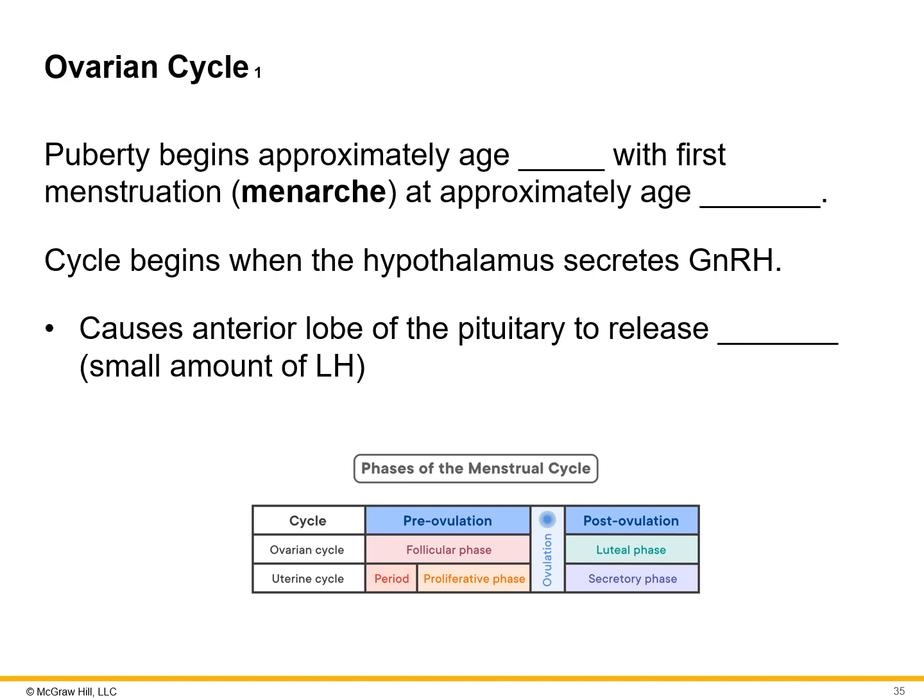So talking a little bit more about the ovarian cycle. Puberty is going to begin at approximately age 11, with the first menstruation, which we often call menarche, at approximately age 13. So puberty doesn't necessarily mean that a female has gotten her period. It just means she's starting to have those changes, and usually first menstruation and first bleeding is going to be around age 13.